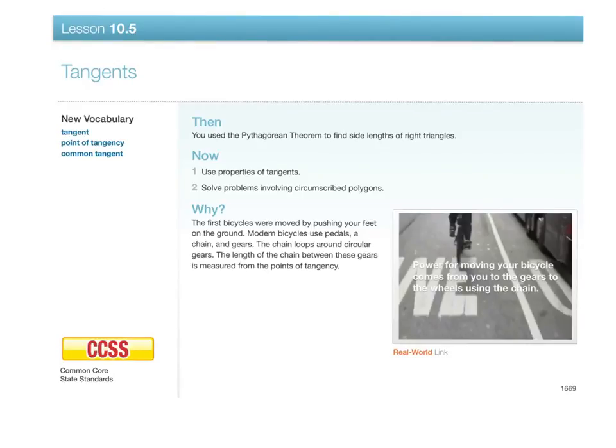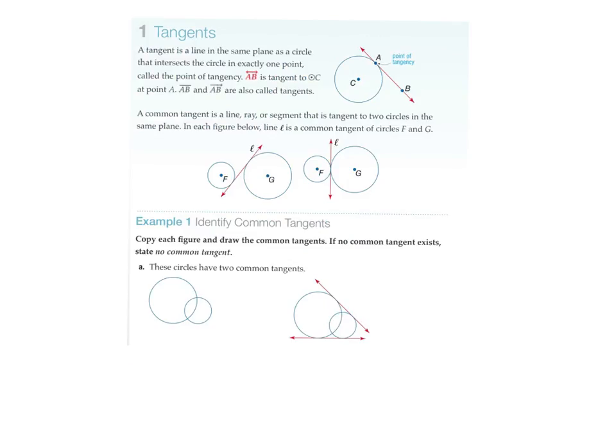Alright, exercise 10.5, tangents. Tangents of a circle. So that's where the line will touch the part of a circle. Where it touches is called a point of tangency, and then common tangent is where you've got two circles and the same line touches both of them. That's common tangent.